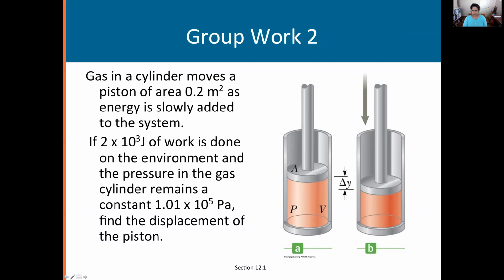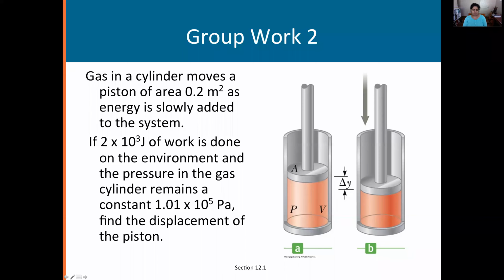So let's do a simple problem on this. Gas in a cylinder moves the piston of area 0.2 meters squared as energy is slowly added to the system. Okay. So the gas is doing work to move the piston and energy is also being added to the system. If so many joules of work is done on the environment and the pressure in the gas remains a constant 1.01 times 10 to the power 5 pascals, find the displacement of the piston.